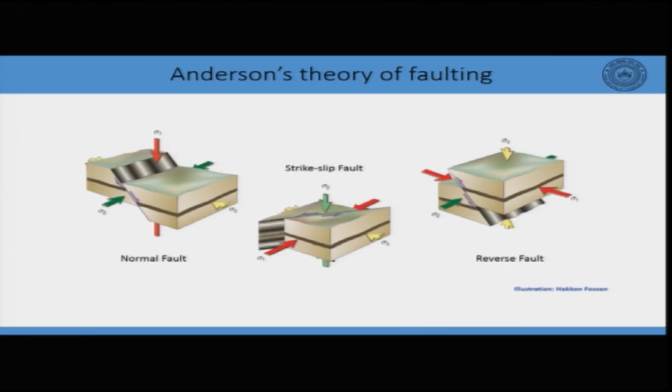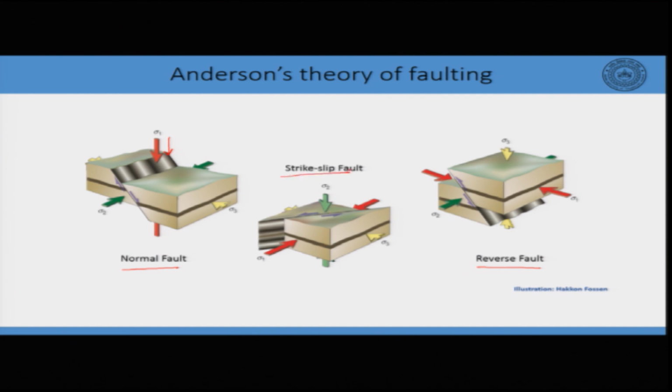In a normal fault, sigma 1 is vertical and sigma 2 and sigma 3 are horizontal. The maximum stress is vertical, which causes the hanging wall to move downward, and when the hanging wall moves downward relative to the foot wall, he classified it as a normal fault. When sigma 1 is horizontal and sigma 3 is vertical and the hanging wall moves upward relative to the foot wall, he called it a reverse fault. And when sigma 1 and sigma 3 are horizontal while sigma 2 is vertical and the blocks slide past each other, he called it a strike slip fault.